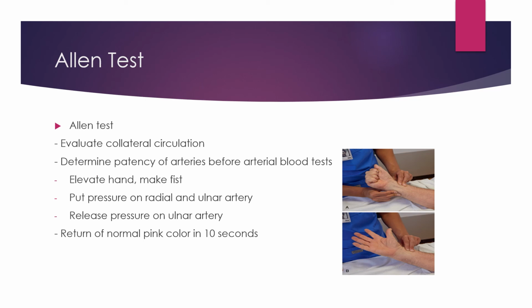The Allen test is a test that is performed to evaluate for collateral circulation and determine the patency of the arteries of the hand before an arterial blood test is performed. And you do the Allen test by having the patient elevate the extremity and make a fist. The examiner will then occlude the radial and the ulnar arteries and should note that the patient's hand loses color. The patient would then open their fist and the pressure is released from the ulnar artery with the skin color returning to a normal pink within 10 seconds, and that indicates that there is good circulation.